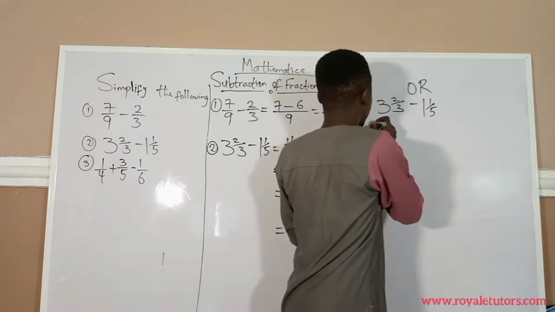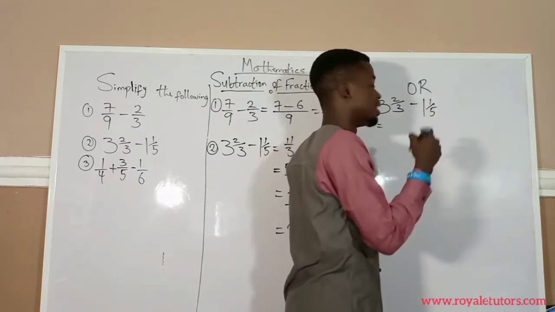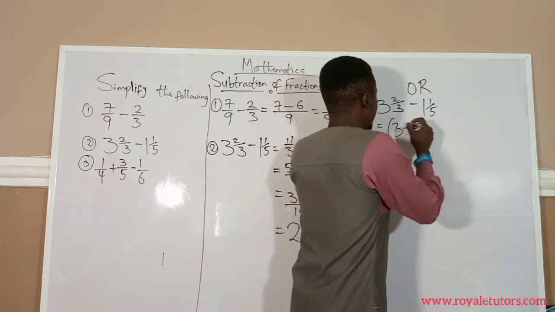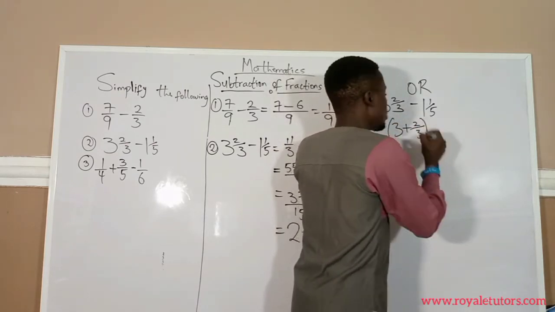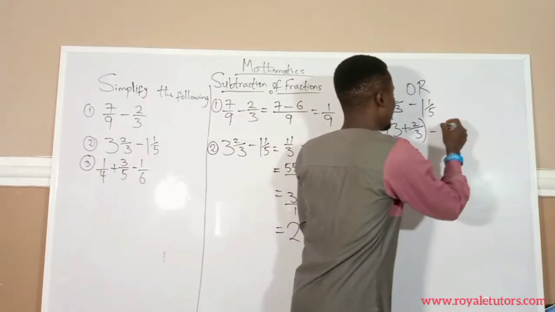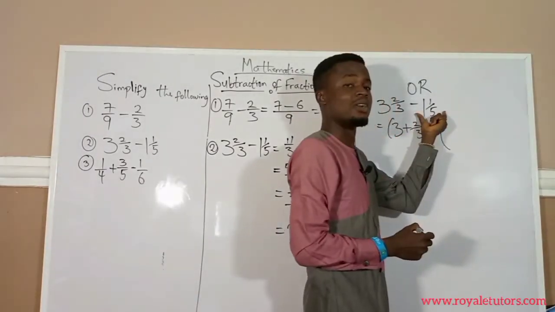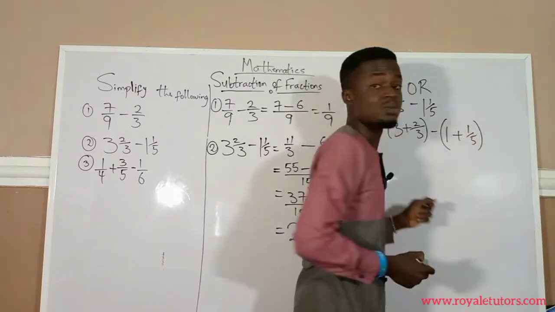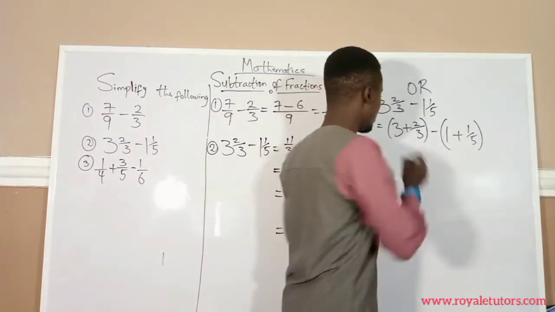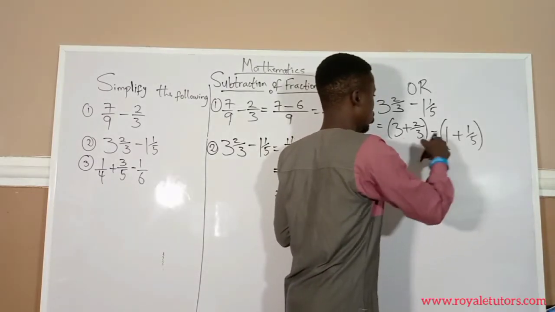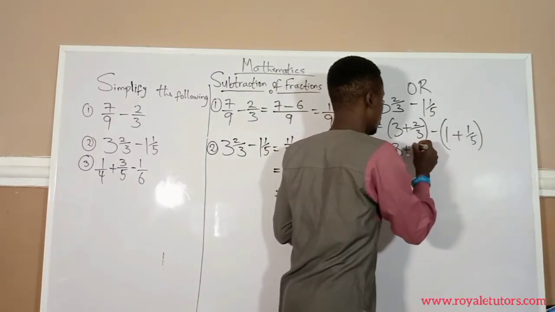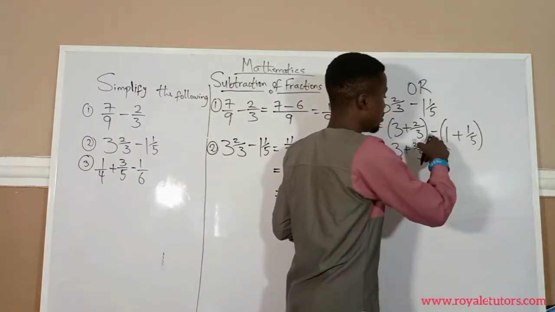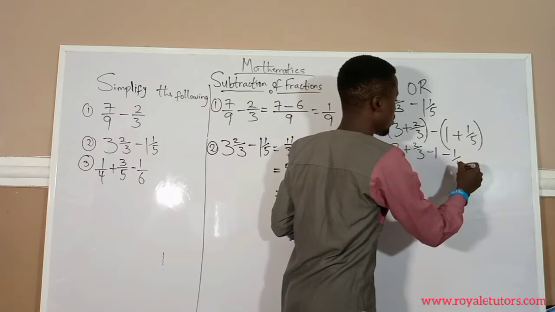So you go ahead. If you follow the video I did earlier, I said whenever you have 3 whole number 2 over 3, it actually means 3 plus 2 over 3. Then you have minus. Whenever you have 1 whole number 1 over 5, it means 1 plus 1 over 5. That's what it means. Okay, so you can open the brackets to have 3 plus 2 over 3. So the bracket will come to this, change it to minus 1. The bracket will come to this, change it to minus 1 over 5.